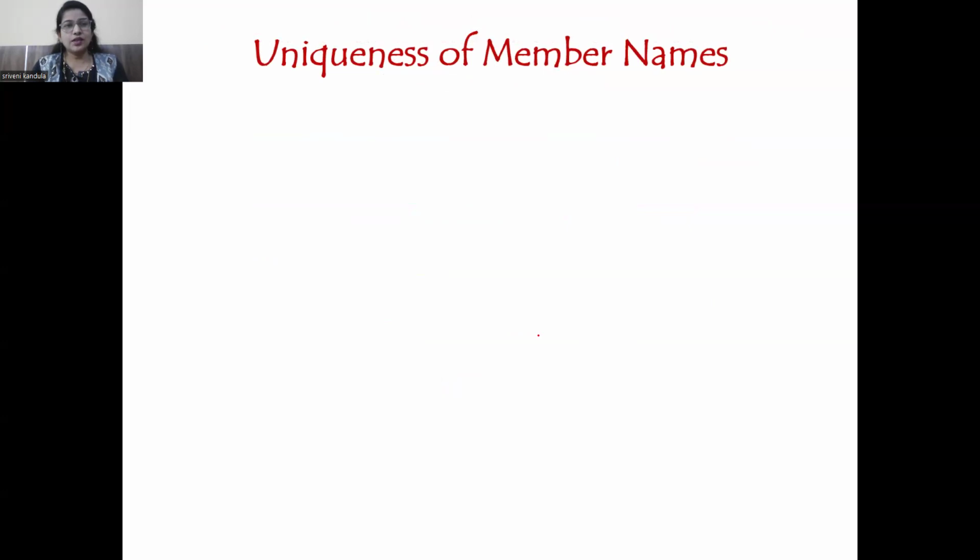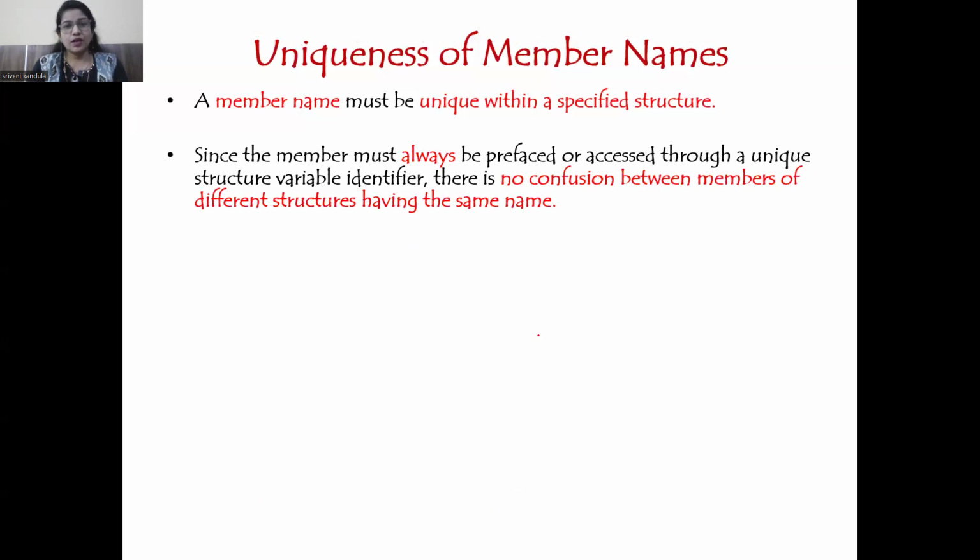Now, one more interesting thing I want to let you know is about the uniqueness of member names. A member name must be unique within a specified structure. For example, if I take two structures, I can use the same name in two different structures, but it should be unique within one single structure. Since the members are always accessed through a structure variable, though the names are the same in the two structures, there will not be any confusion. They will be treated as two different members.